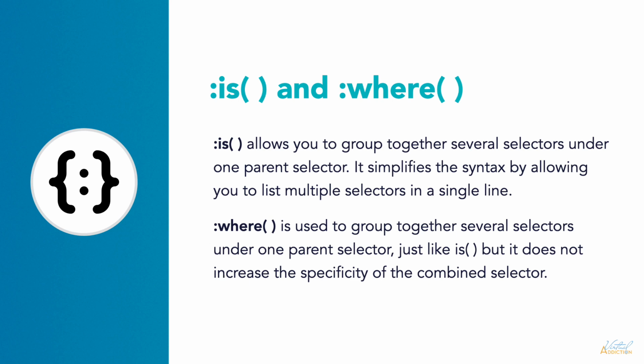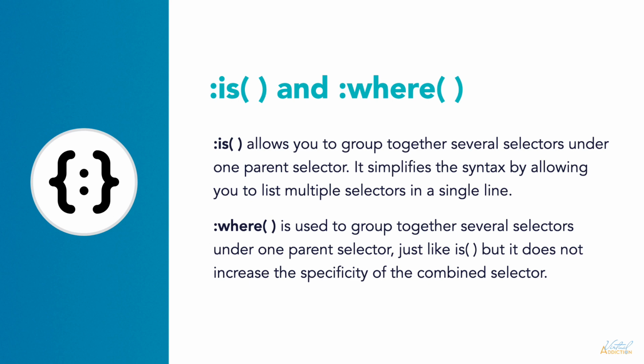We'll also be looking at the where pseudo-class selector. This is similar to is, but it does not affect the specificity of the selectors. Once again, it's going to be used to group together several selectors under one parent. So it works just like is, but it does not increase the specificity of the combined selectors. When you use where, the specificity is always 0. Where is also known as the matches any pseudo-class.